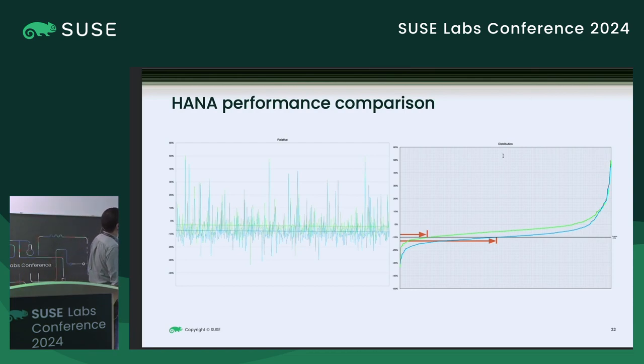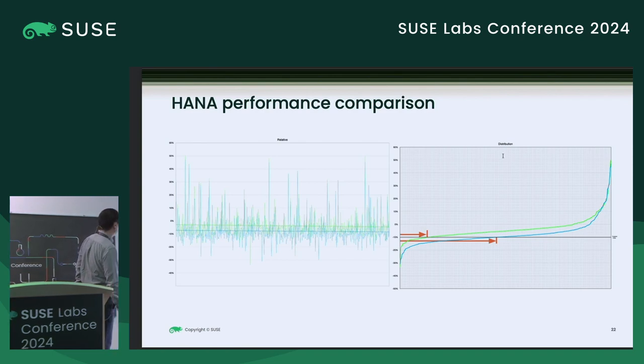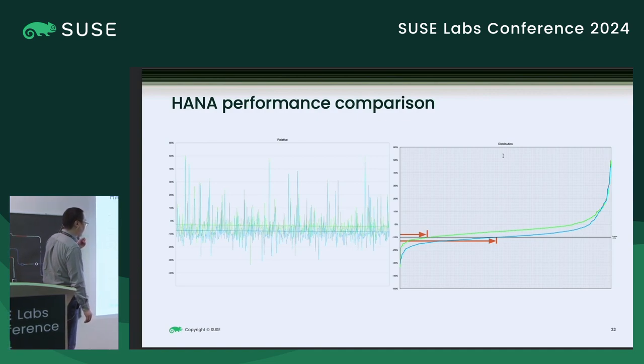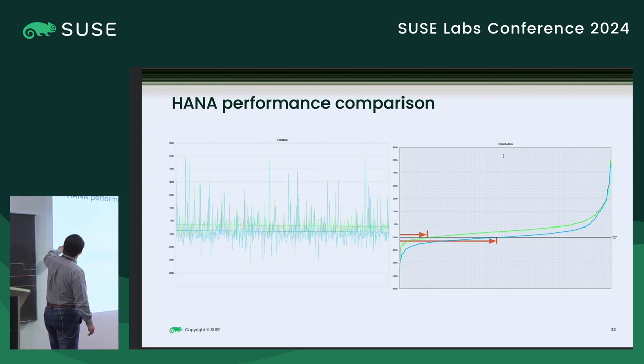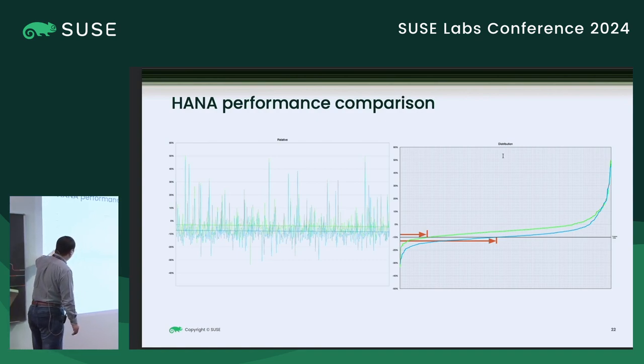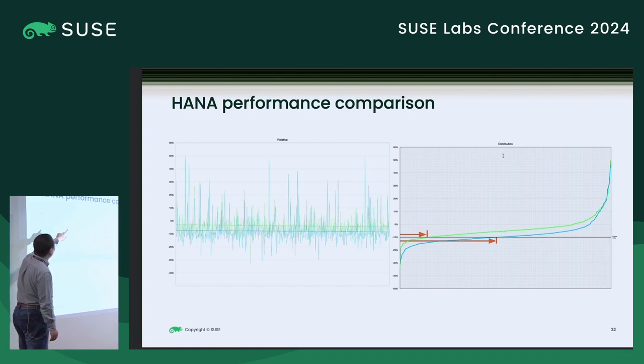This is the HANA performance comparison, generated by a benchmark. There are over 600 test cases in the benchmark. The text is very small. This is zero, and this is relative, meaning the result is compared with bare metal. So zero means no decline, but mostly there is decline, and we hope the decline is small.